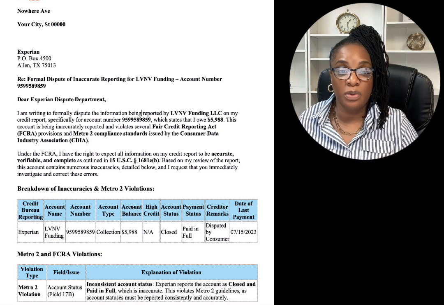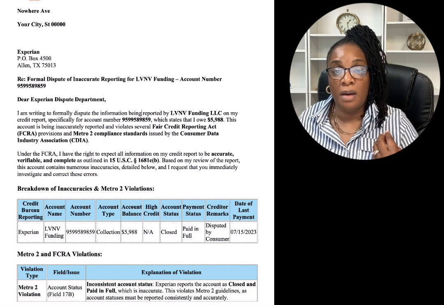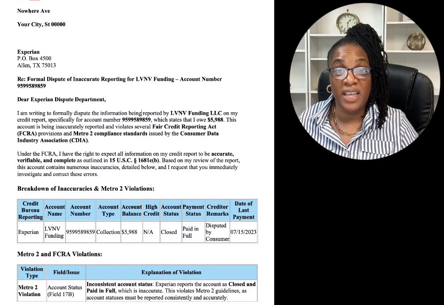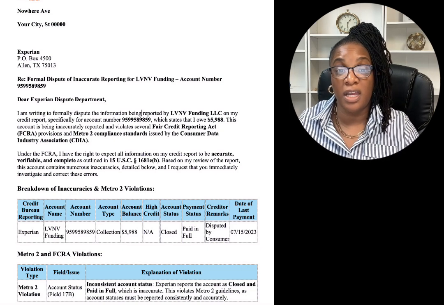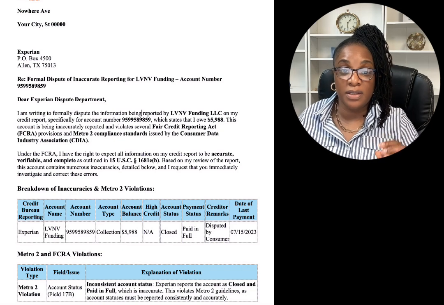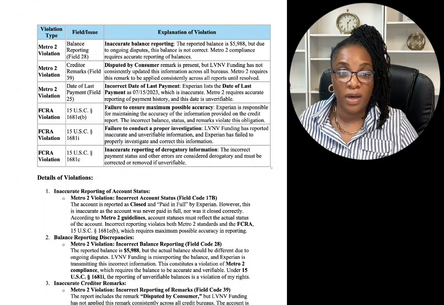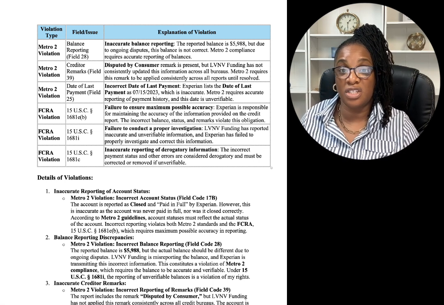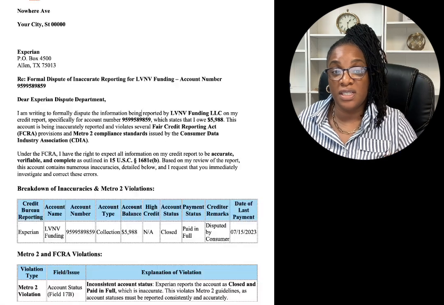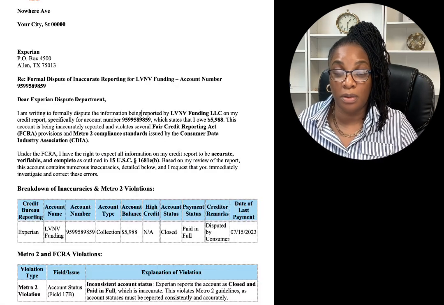So here I'm disputing Metro 2 field 17B, and not only am I telling them the field, I'm giving them an explanation of the violation. So this lets them know that I know what I'm talking about here and you need to address this. And so it goes down. There's like 1, 2, 3, 4, 5, 6, 7 discrepancies or violations that I've found in the way the collection is reporting. Now, as you can see, this letter is not going to the collection agency. This letter is going to the credit bureaus only.